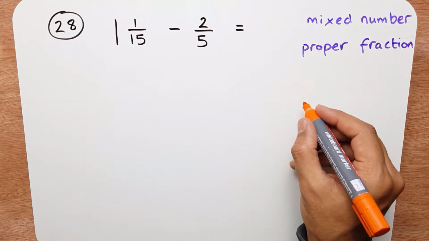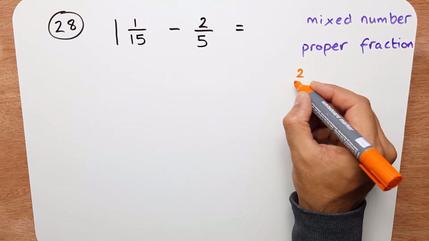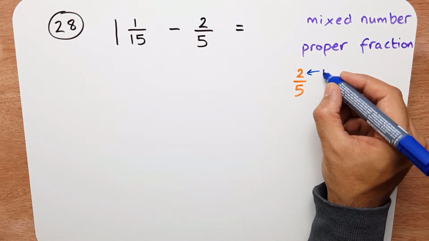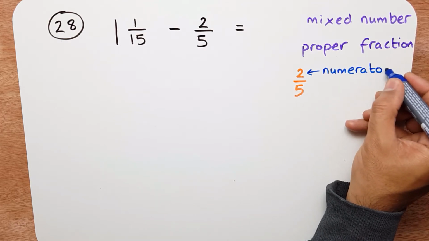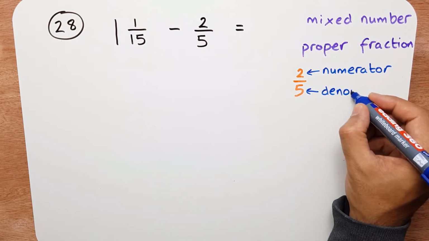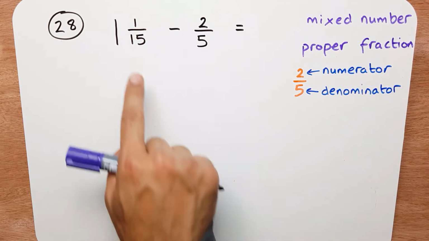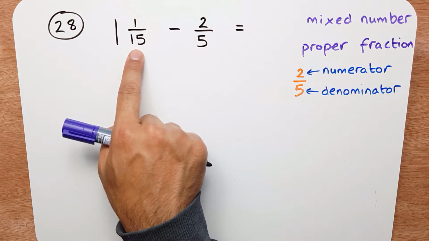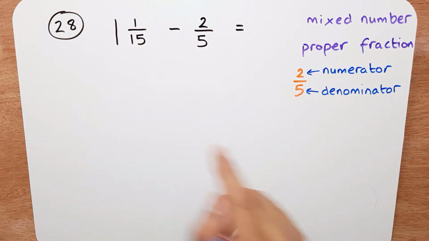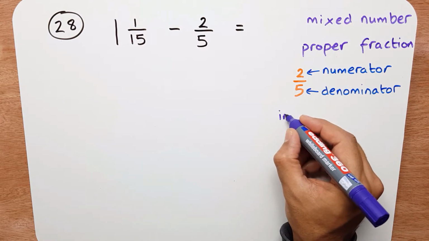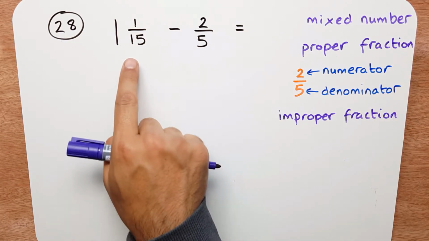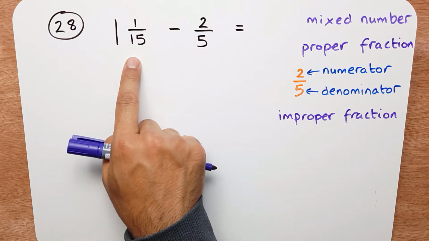So let me write that down here. You have 2/5. The top part is called the numerator, and the bottom part is called the denominator. Now with this question, first of all, we need to turn this mixed number into an improper fraction. So let's write that down, improper fraction. That's where the numerator is bigger than the denominator.